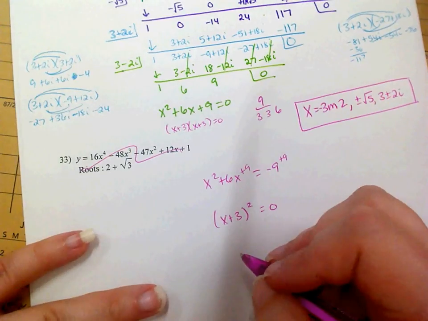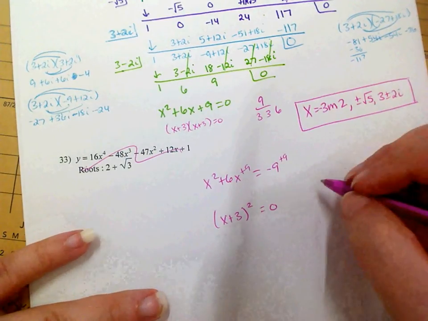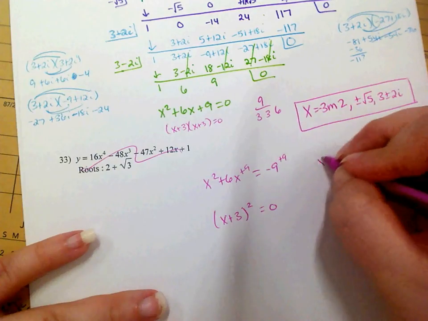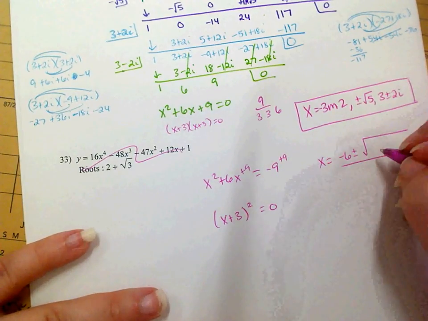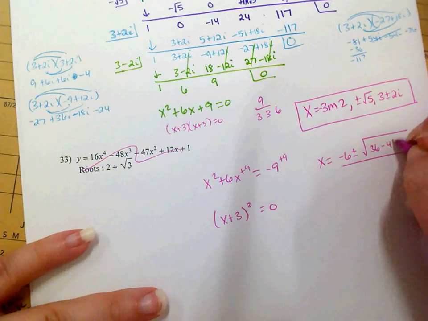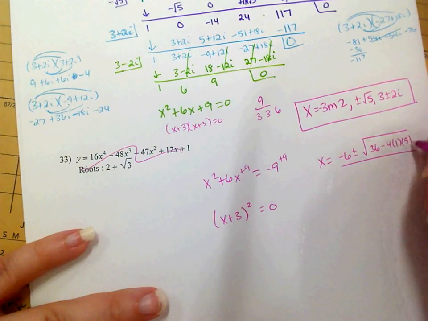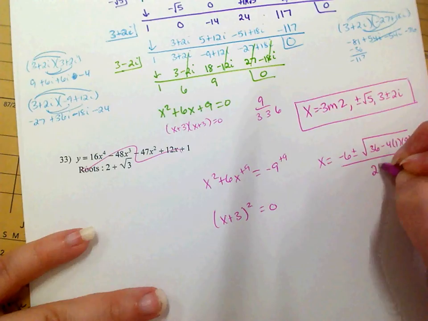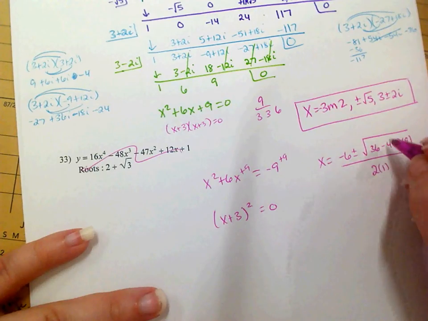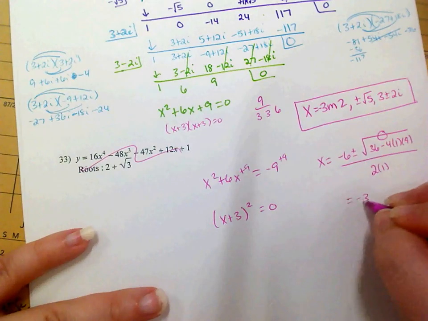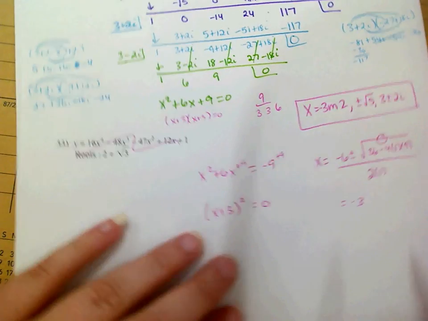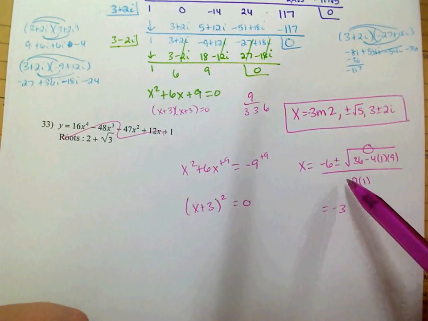Or if you've done the quadratic formula, x equals negative b, so negative 6 plus and minus the square root of b squared, which is 36, minus 4 times a, which is 1, times c, which is 9, all over 2 times a, which is 1. 36 minus 36 is 0, so it is just negative 6 divided by 2, which is negative 3. But it's very important to note that it had a multiplicity of 2, and you do need to state that because now you have your total 6 roots. 1, 2, 3, 4, 5, 6.